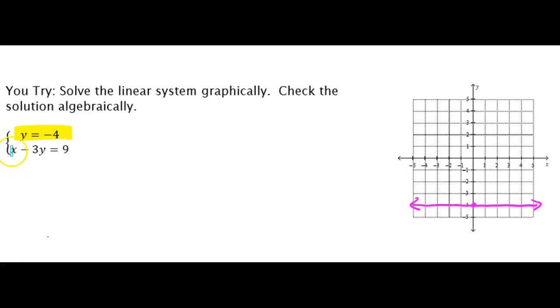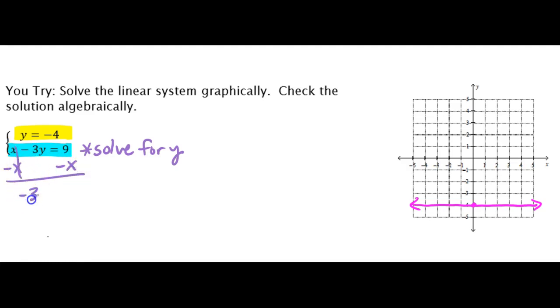And then my second line here, x minus 3y equals 9. The easiest way to deal with this is to put it into slope-intercept form. So before I can do anything with my line, I need to solve for y. So in order to do that, I need to move the x over. So I'm going to subtract x from both sides.